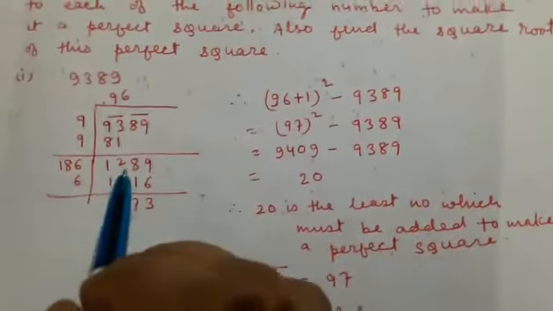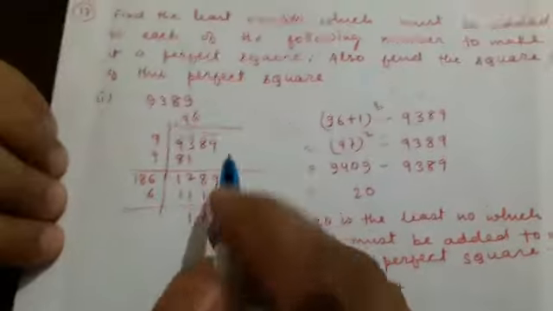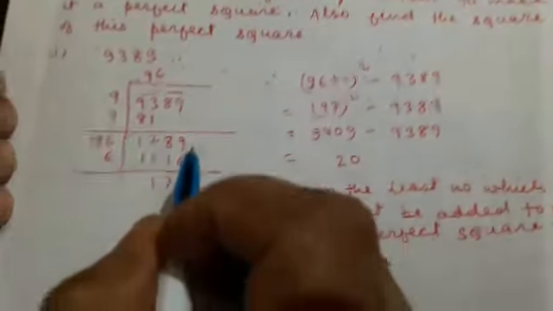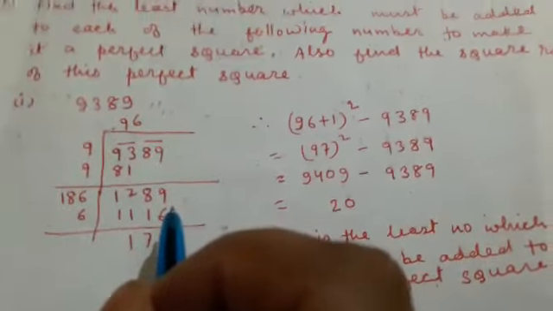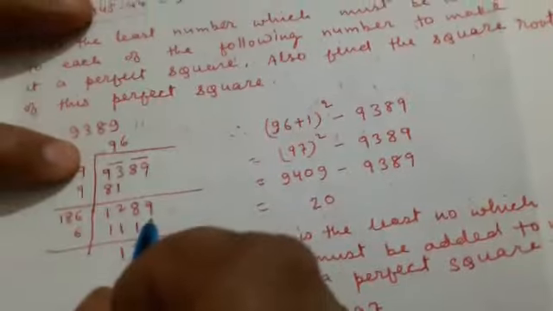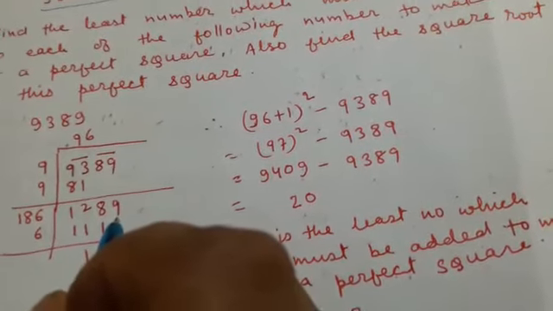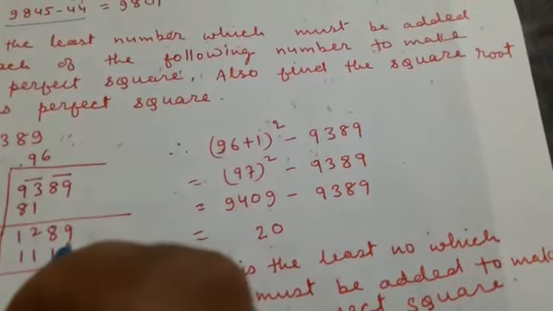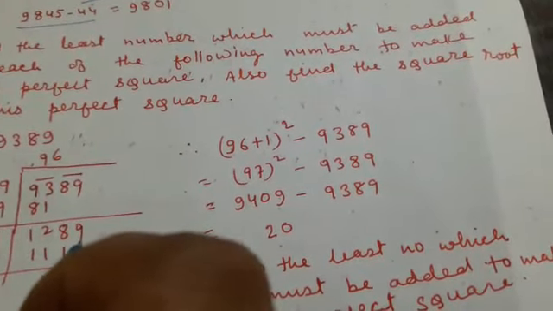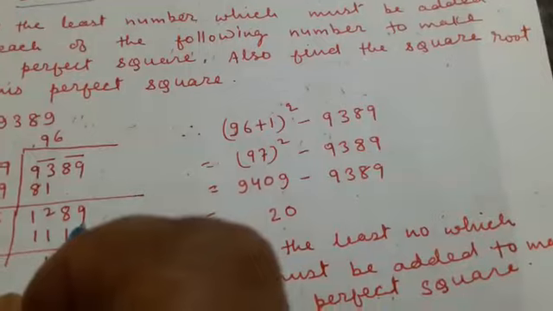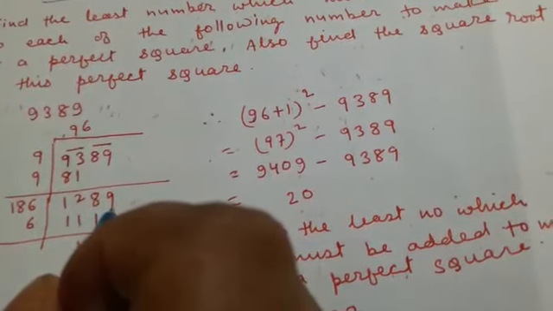Students, I will tell you one important thing you have to keep in your mind: in case of addition and subtraction, you have to take the help of the long division method. And if the question says find the least number by which we can multiply or divide, in this type of question you have to take the help of the prime factorization method to find the square root.